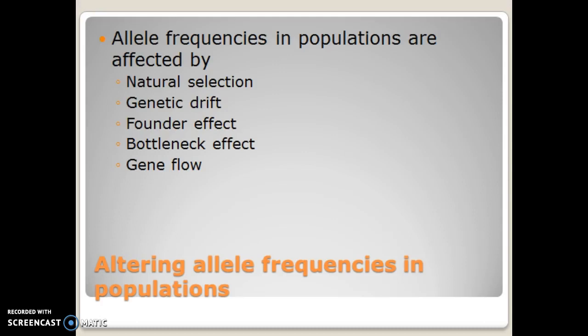Alright, this is the third video in section 23. We're going to be talking more about evolution in populations. Keep in mind that individuals do not evolve, but populations do. How do populations evolve? By changes in the allele frequencies, which we spoke about with the Hardy-Weinberg. So we're going to look at 4 or 5 different ways that allele frequencies can change in populations.